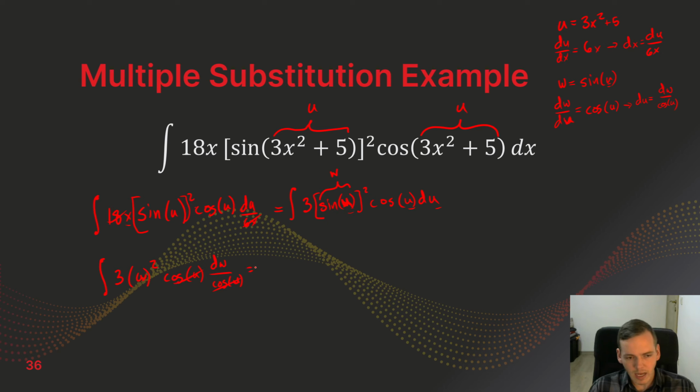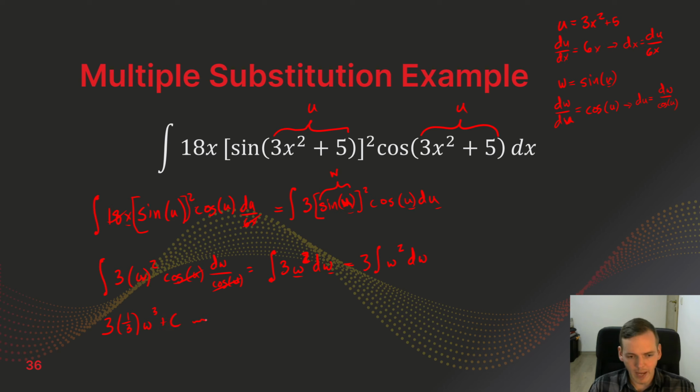The cosine of u's cancel out, and we get the integral of 3w squared dw. And again, because these w's match, we know that what we've done is an okay substitution. It has simplified it. Looking at this, it's pretty straightforward. Just pull out the 3. We're left with w squared dw. And when you integrate that, we should get 3 times 1/3 w cubed plus c.